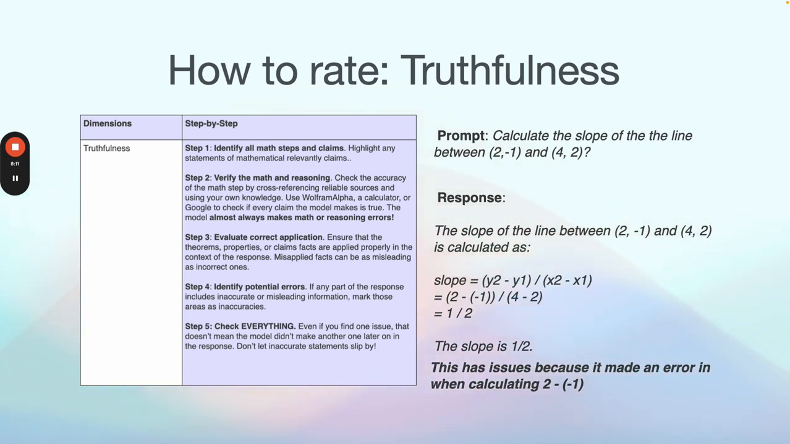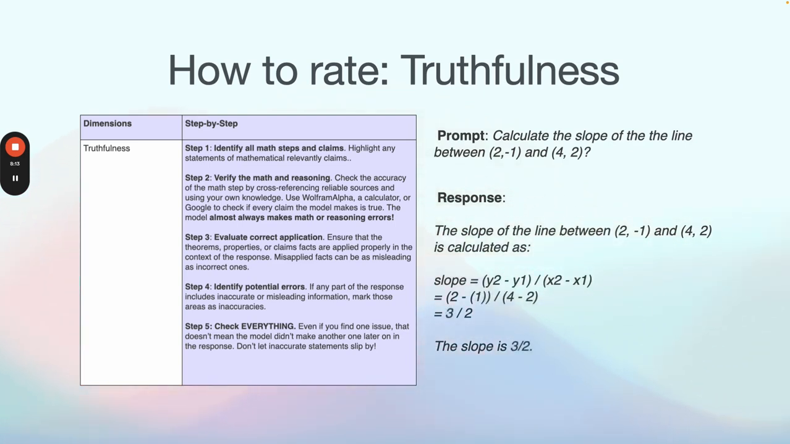Let's go through another example. Let's say that we ask it to calculate the slope of the line between (2, -1) and (4, 2), and I know that this is going to be 3 over 2.